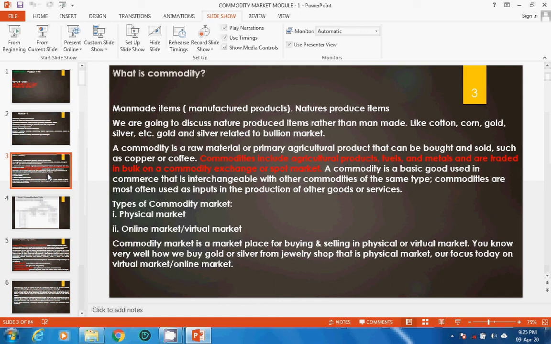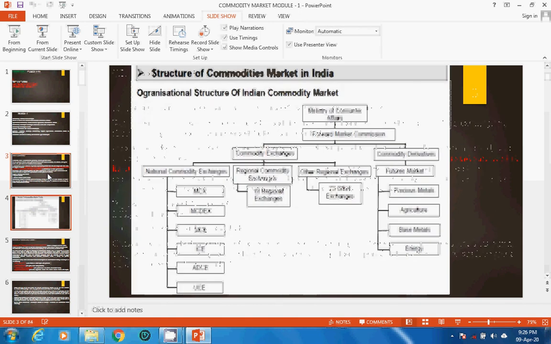So dear friends, as you know very well, there are two types of commodity markets. One is spot market, that is called physical market. Another one is virtual market. Commodity market is a marketplace for buying and selling in physical or virtual markets. You know very well how we purchase gold or silver from a jewelry shop. So that is the example for physical market. But our focus today is on virtual market, that is called online market.